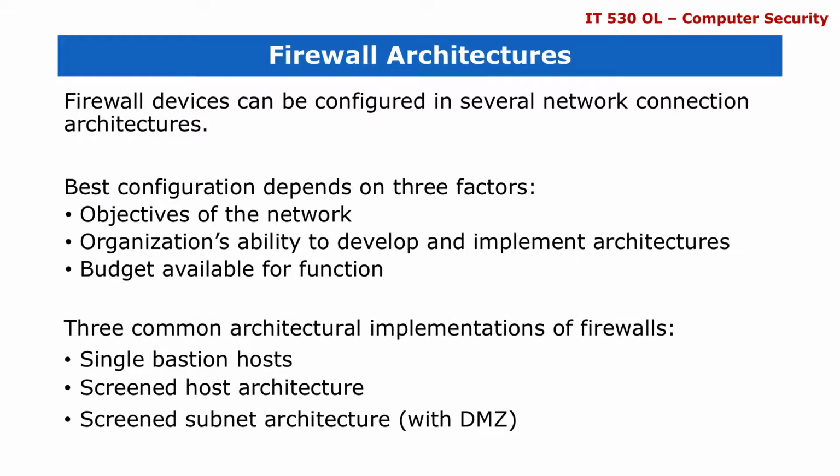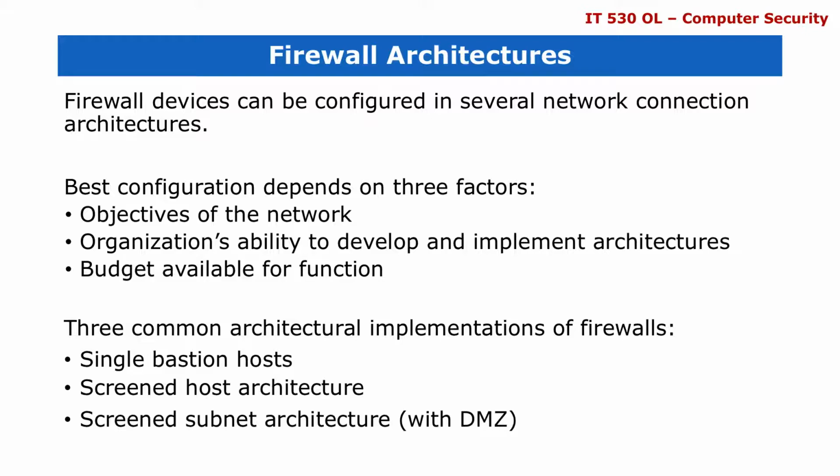Then we also have different architectures for firewalls. The three major ones include the single bastion host, screened host architecture, and also a screened subnet. We'll go into these in depth, but every single organization should determine which implementation is best for them. A good way to make that decision includes looking at three factors: the objective of the network, the organization's ability to develop and implement the architecture, and also the budget available for the function.